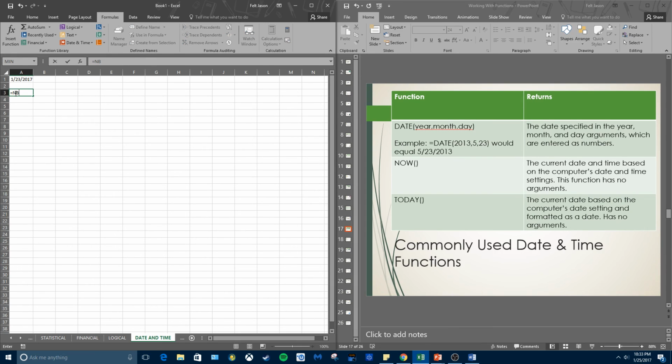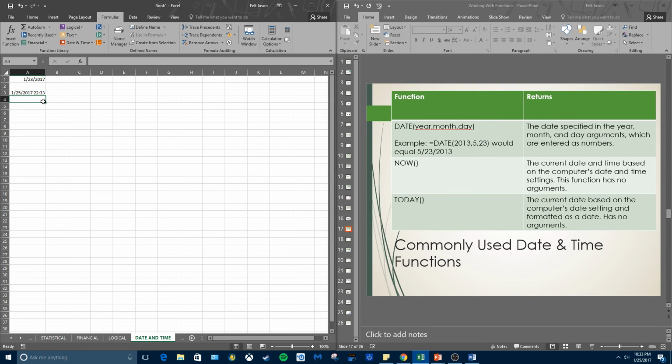Okay, now equals now. There's no argument in there. At this point in time, it's 10:33 p.m. I'm a very motivated person at night. So it's 1/25/2017, 10:33 p.m. Obviously, it's probably going to be around 10:33 a.m. when you're looking at this video, on the 26th, or later if I'm talking to future students.